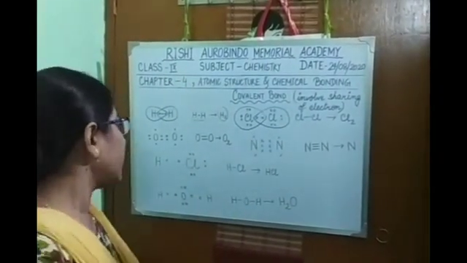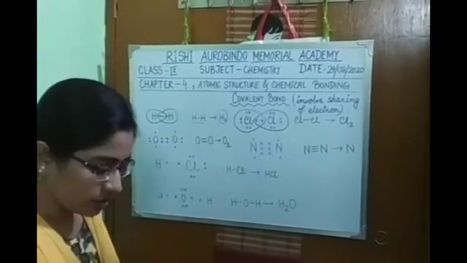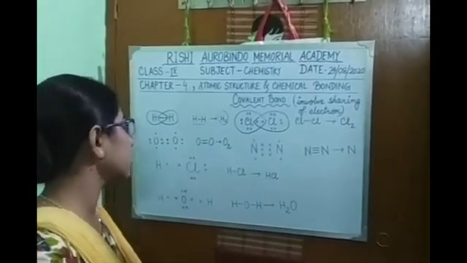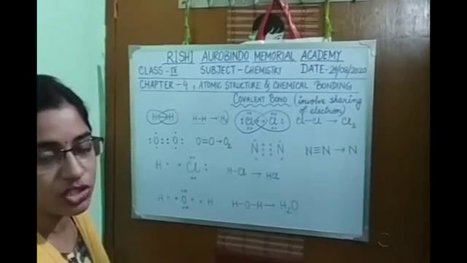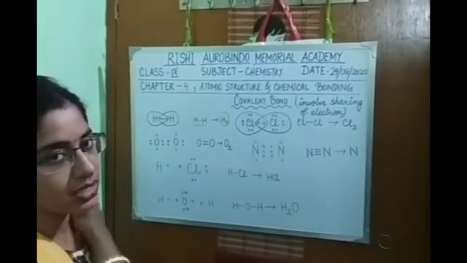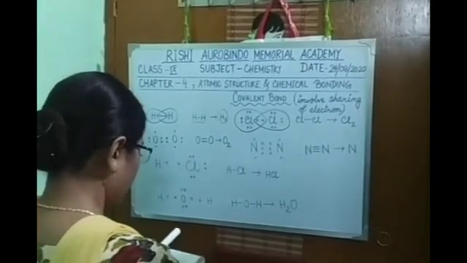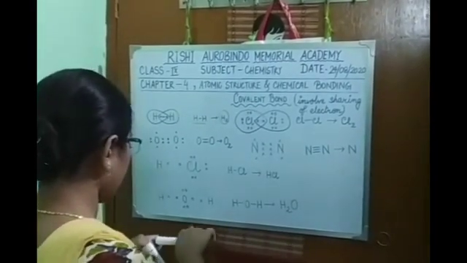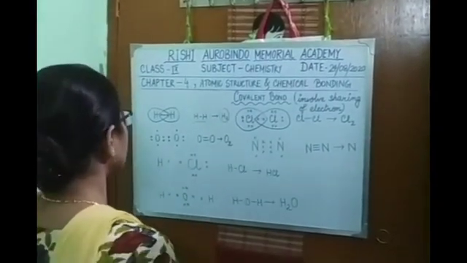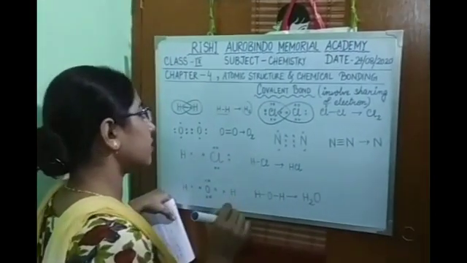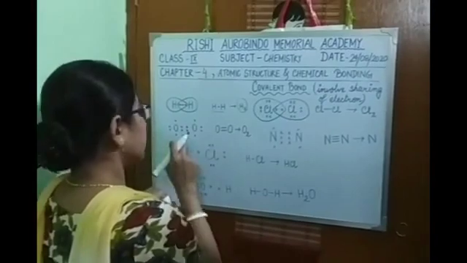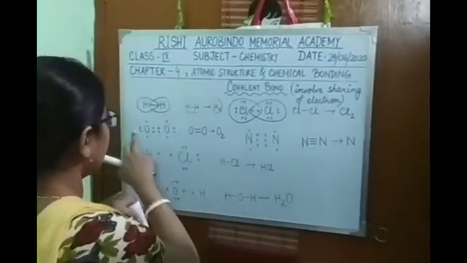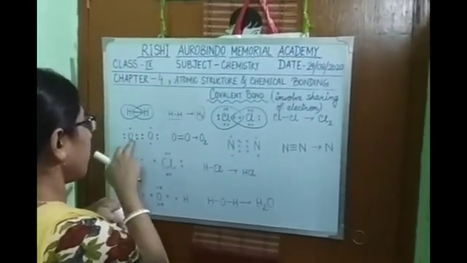Next is oxygen. Now the valence electron number in the case of oxygen is 6. That means oxygen has 6 electrons in its outermost shell. So to attain the octet formation, they need 2 more electrons. So 1, 2, 3, 4, 5, 6.